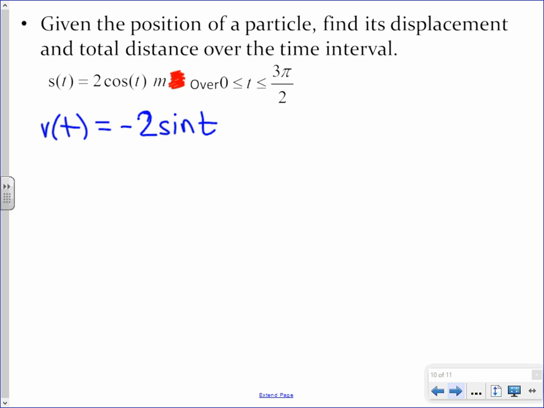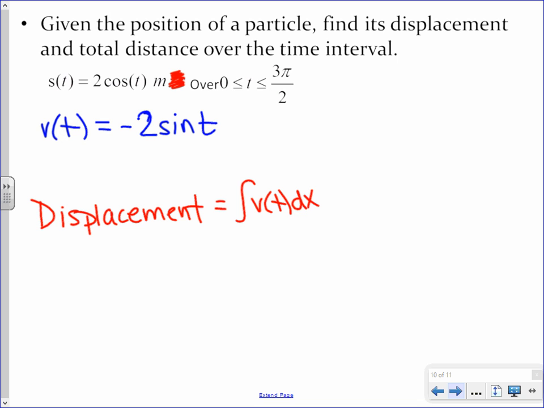All right, so now that we have velocity, we can find the displacement. Remember, displacement is just the integral of velocity on our interval. Why is it going to be negative 2 sine? Because the derivative of sine is cosine, or the antiderivative of cosine is sine. We're not taking the antiderivative, we're taking the derivative. We have been given the position, and we're going to velocity, so that means derivative. Okay.